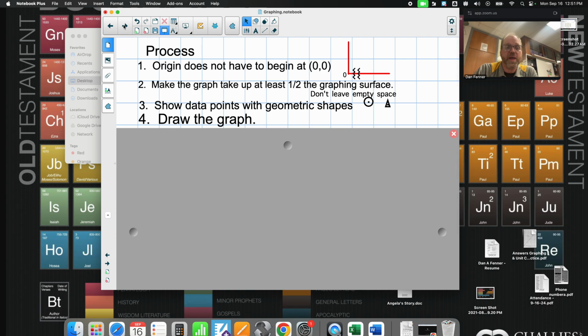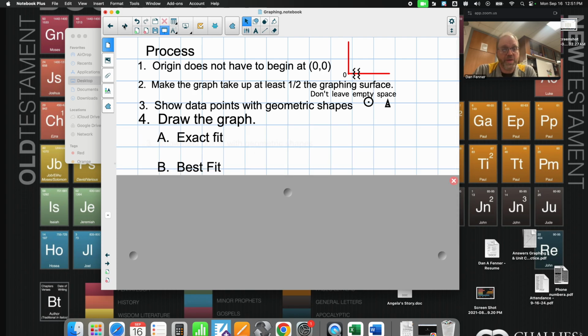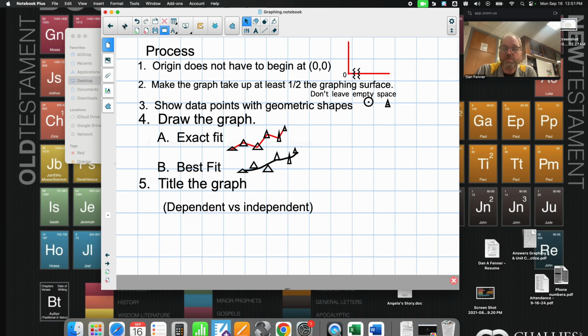Now, we draw the graph. There's two ways we can do it. We can either do exact fit, or we can do best fit. Now, exact fit is point to point. Sort of like the stock exchange, up and down all over the place. We almost never do that. Best fit, on the other hand, is we do a general trend. That's either going to be a straight line or a curved line. Okay? So we always title it, final up.